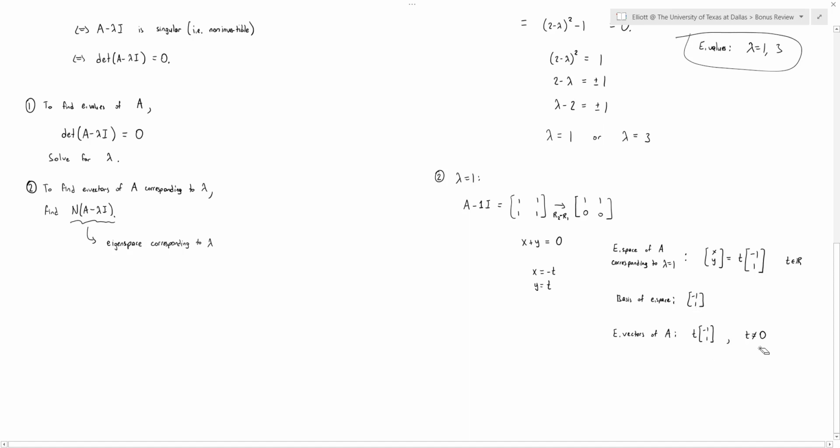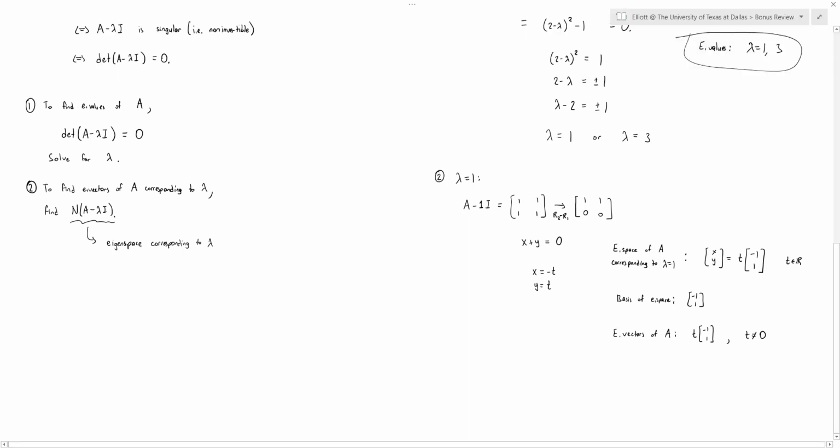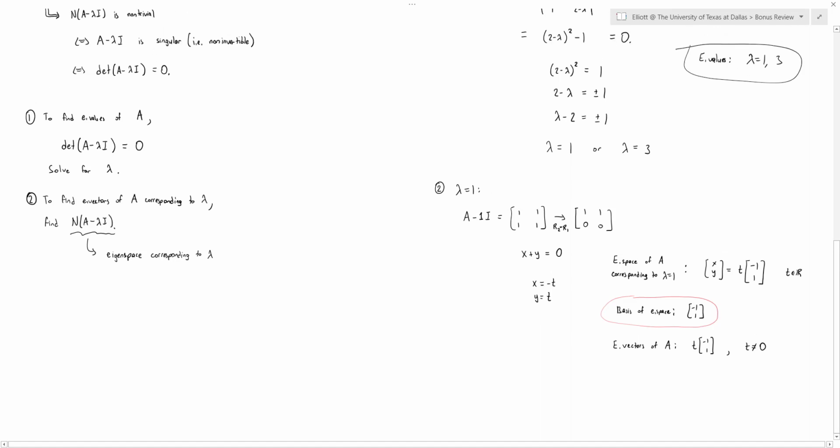That's a small subtlety that I thought I would highlight, but most of the time what people care about is a basis for the eigenspace, so I don't think you need to worry about that too much. All right. So we found the eigenvectors or the eigenspace for lambda equals 1. But to finish the problem, we also need to do it for lambda equals 3 as well.